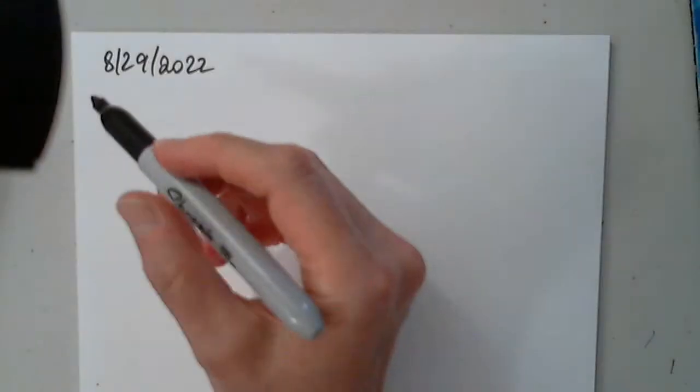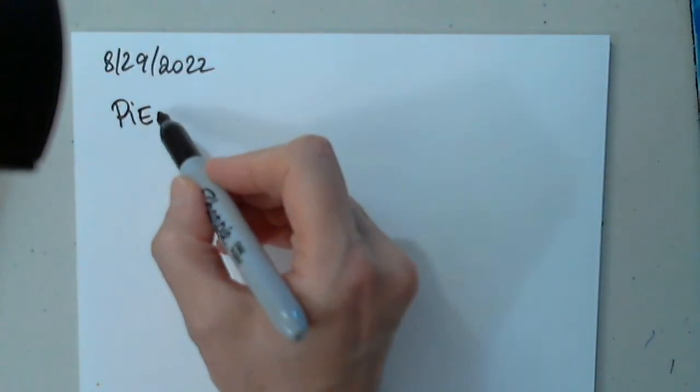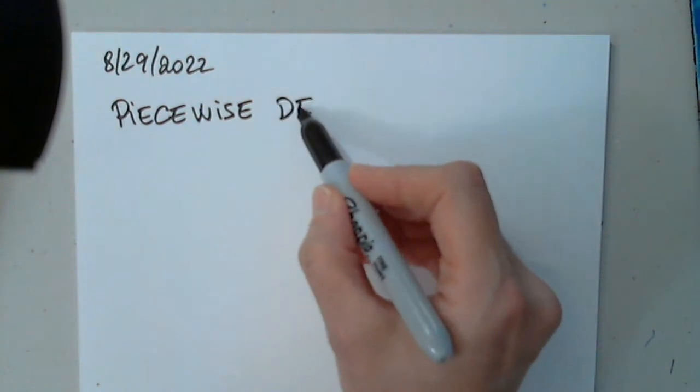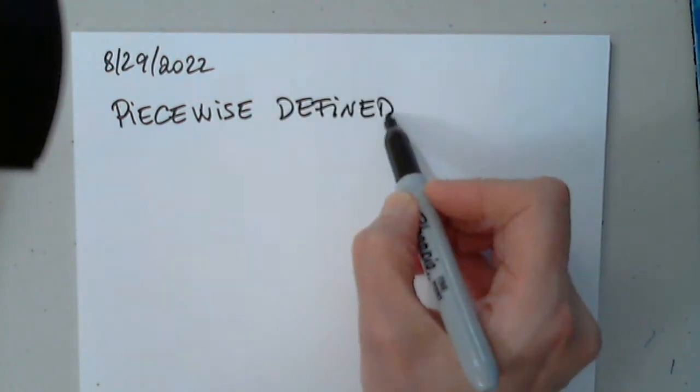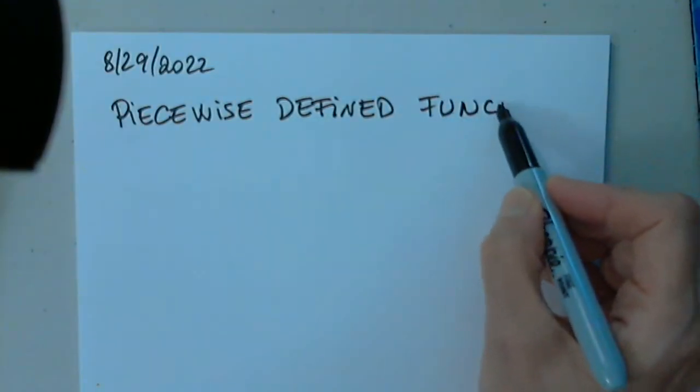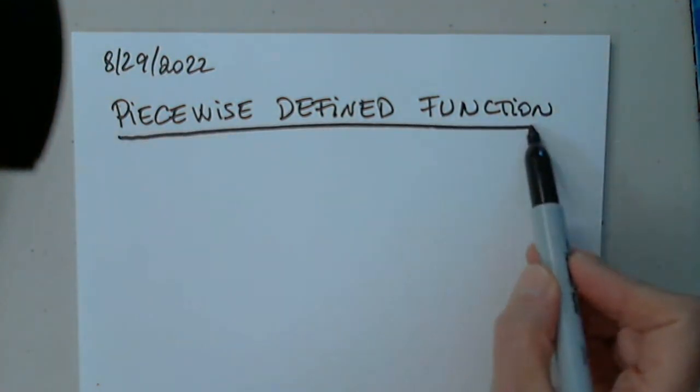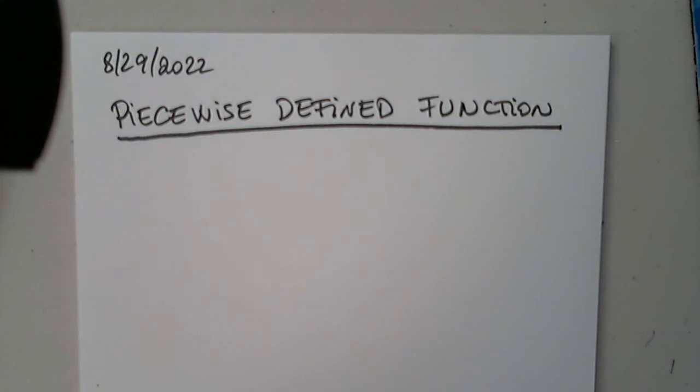Discuss before we even start anything. So these are my props. Sometimes I use my props. Number one is a piecewise defined function. So please take notes. I'm going to try to be as slow as possible so you can ask questions.